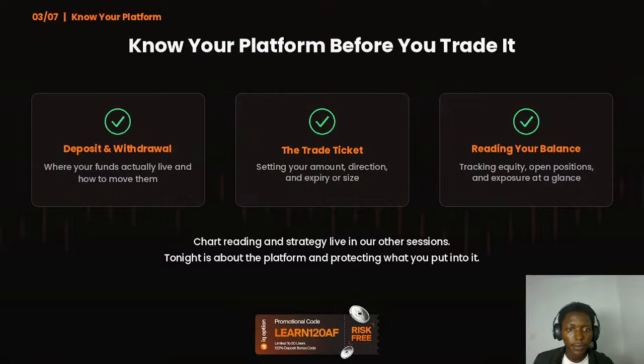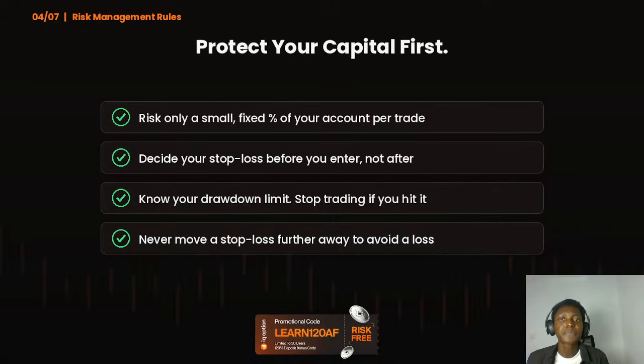So now we have explained how you can deposit and withdraw money from the platform, how you can trade, how you can read your balance, how you can open and hide your balance, and how you can change from a demo account to a real account. The next thing we're going to talk about is how you can protect your capital after you deposit money into your account. I hope you are all with me and understanding what we are talking about.